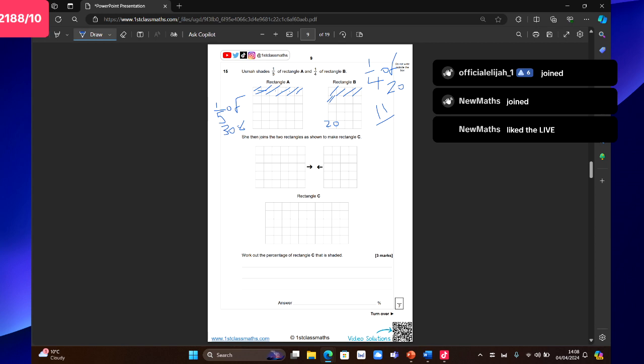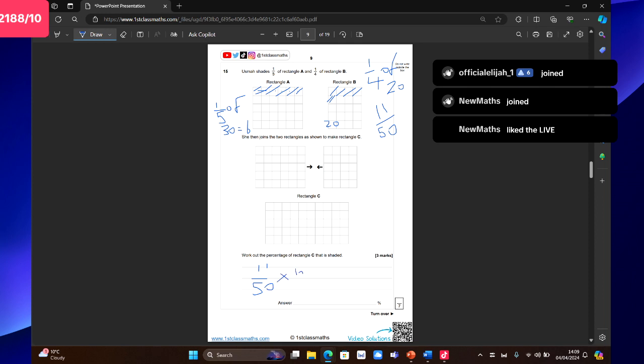So in total, sorry, let's just rewrite that again. Equals 6. So it's going to be out of 50 actually. So 50 in total. So the percentage of C that is shaded will be 11/50ths multiplied by, sorry, by 100.